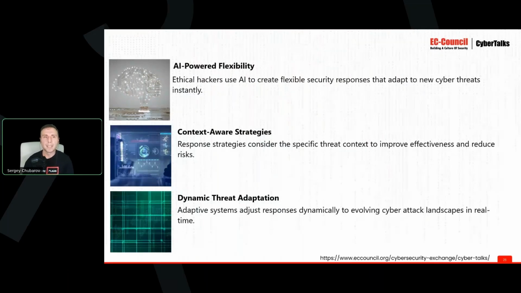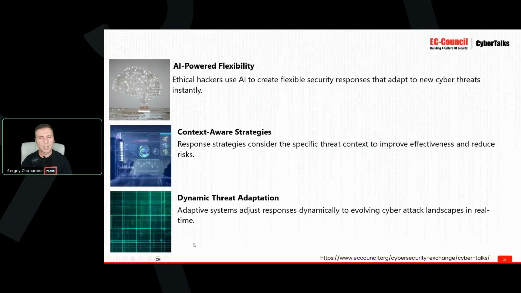So also ethical hackers use AI to create flexible security responses that adapt to new threats instantly. Also, don't forget, when it comes to ethical hacking, it's not only about hacking something. We also try to advise fixes. So that will also be part of the things that we need to do. Create flexible security responses based on the specific threat context.